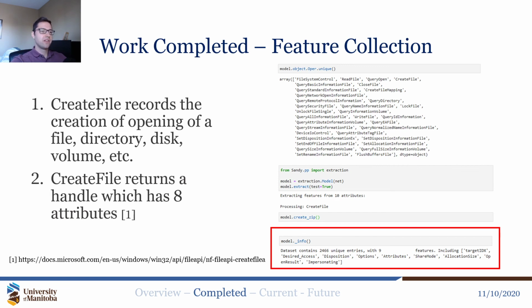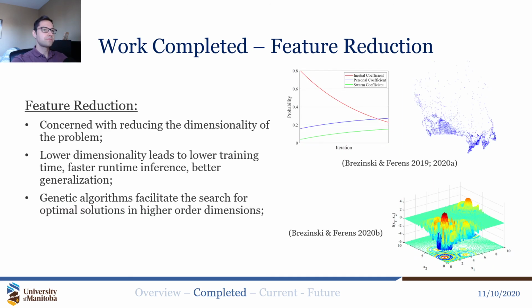So create file in particular, it returns a handle which has 8 attributes, and you can take a look at the Windows API online to see exactly what it's returning there.